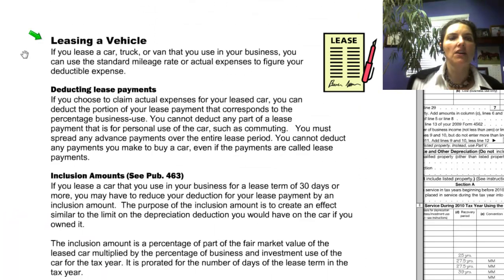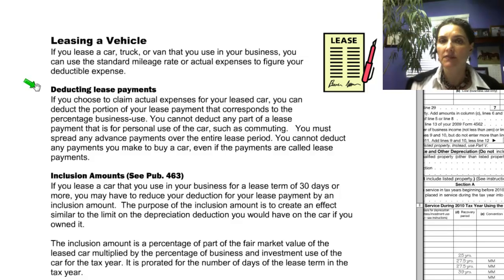Leasing a vehicle. If you lease a car, truck, or van that you use in your business, you can take the standard mileage rate or actual expenses to figure your deductible expense. You can also deduct lease payments. Now, because the limits on passenger automobiles are so restrictive, it is not at all common for people who use their vehicles for business to make a decision to lease rather than buy.